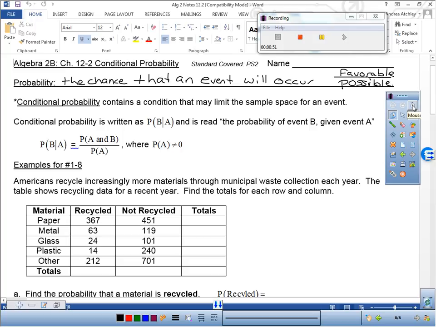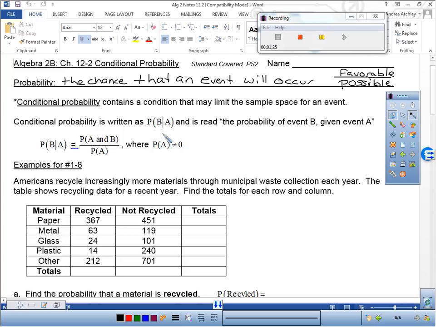Conditional probability then contains a condition that may limit the sample space. So we had all of our M&Ms, okay, but then I wanted to limit it to only look at either the red ones or the peanut butter ones. Okay, that's a condition. Conditional probability is written as P is the probability of event B.